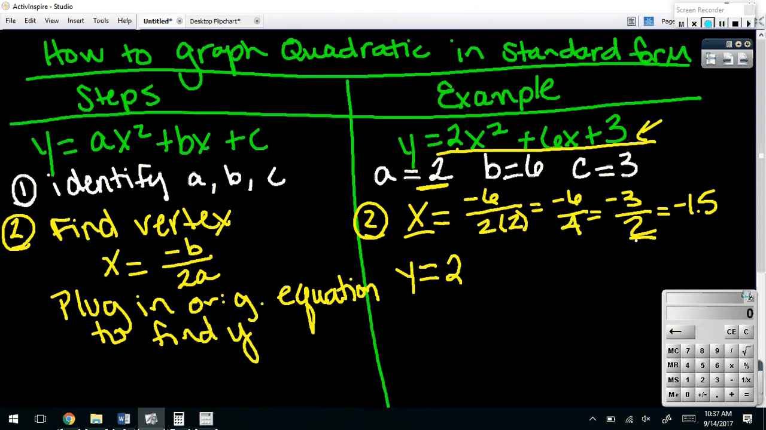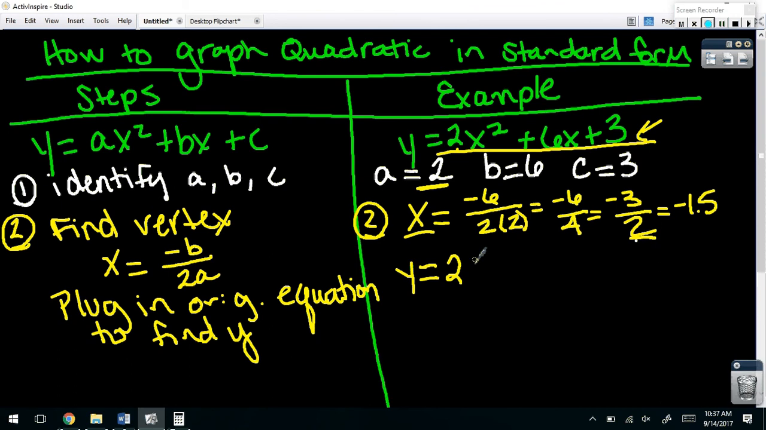I'm going to change this for you to -1.5. Darian, please. 2 times -1.5 is 3. It's actually 9. That's what you get. No.